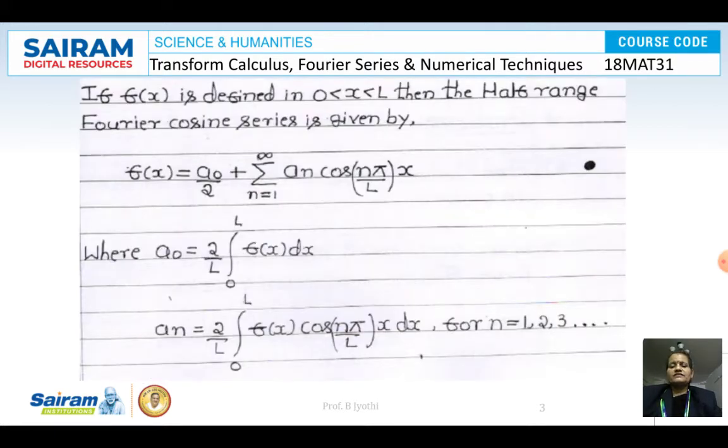If f of x is defined in the interval 0 to L, then the half-range Fourier cosine series is given by f of x is a0 by 2 plus sigma an cos n pi by L of x, and a0 is given by 2 by L integral 0 to L f of x dx, and an is given by 2 by L integral 0 to L f of x cos n pi by L of x dx, where n is 1 to infinity.